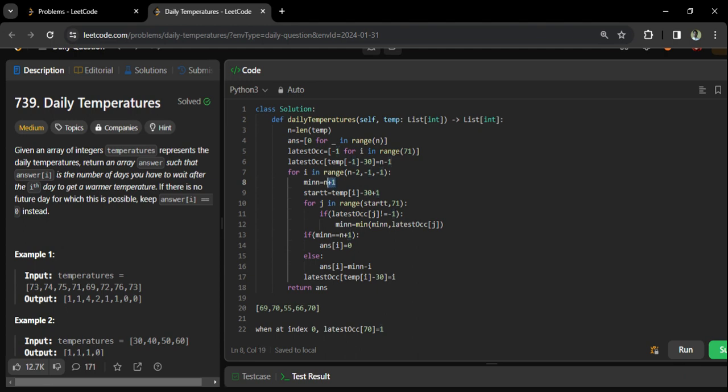You can also assign it the value of float of infinity, because we are going to do the min operation. So any greater value you can assign it, which cannot be attained by anyone. Okay, then I'm declaring a start. What is the start? That is the current temperature minus 30.